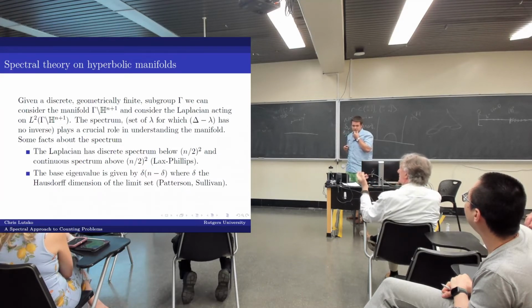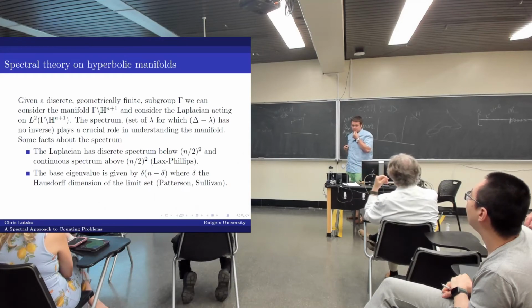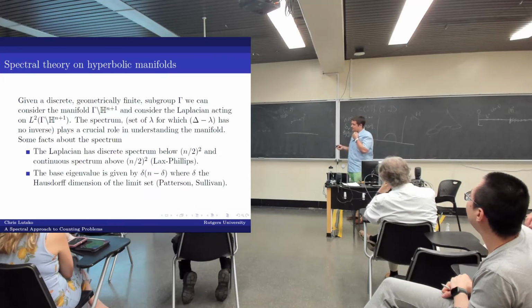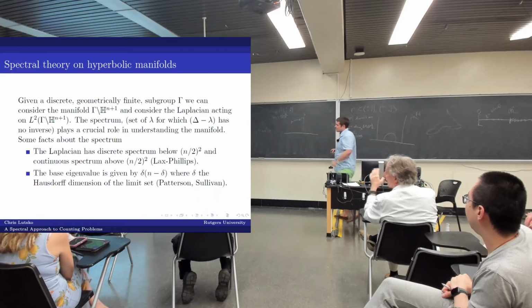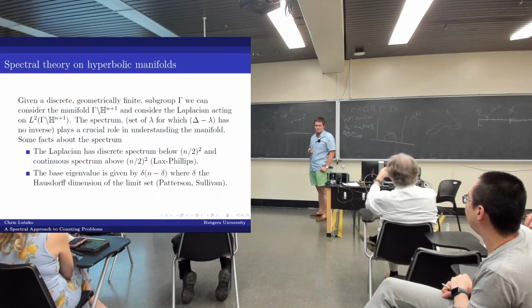No, but let's use the statement. The spectrum is what? It's lambda such that what? Lambda such that this has no inverse, but instead of working on L2, you need to work on the L2 functions which are closed under applying the Laplacian. It still won't be a map from that sort of thing to itself.